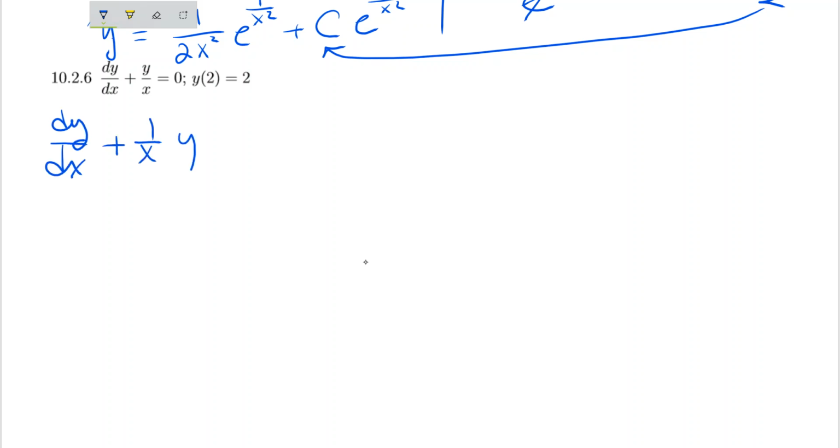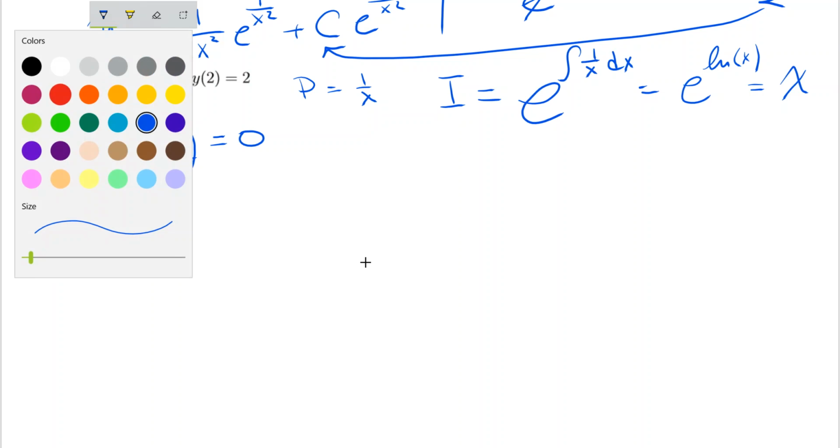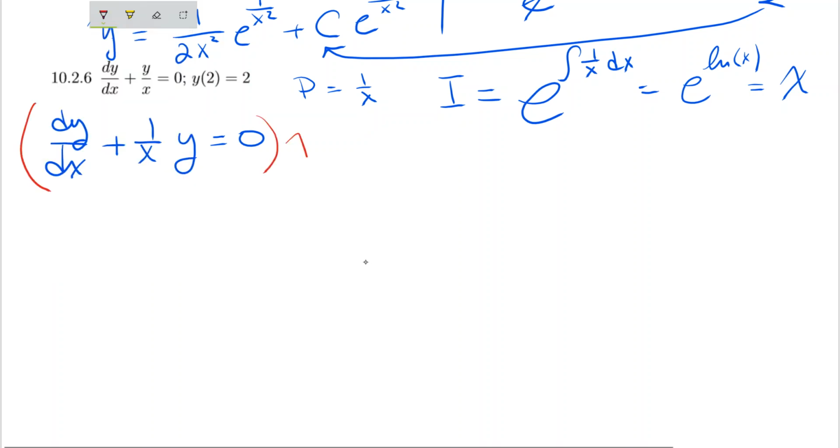1 over x, y equals 0. So my q function is 0, my p function is 1 over x. That means when I find my integrating factor, I'm going to get e to the integral of 1 over x dx. 1 over x's integral is the natural log of x, and hopefully you remember when I combine an e and a natural log, they are inverse functions of each other and undo each other, you just get x. So I'm going to multiply the entire linear equation by x.